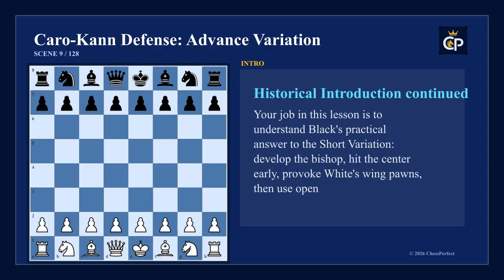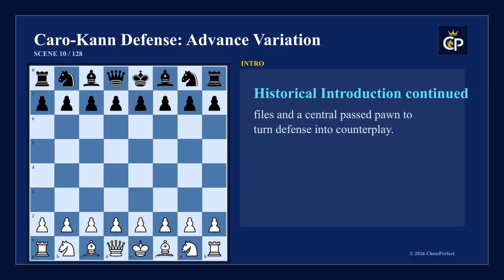Your job in this lesson is to understand Black's practical answer to the Short variation: develop the bishop, hit the center early, provoke White's wing pawns, then use open files and a central passed pawn to turn defense into counterplay.